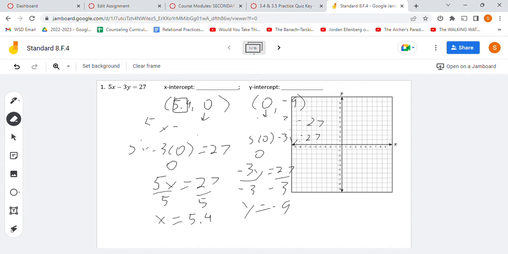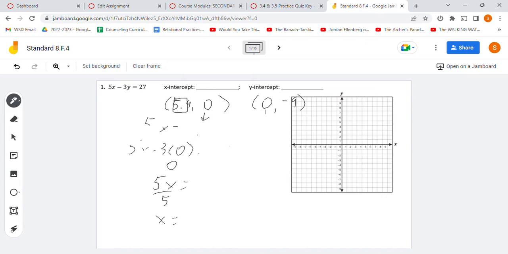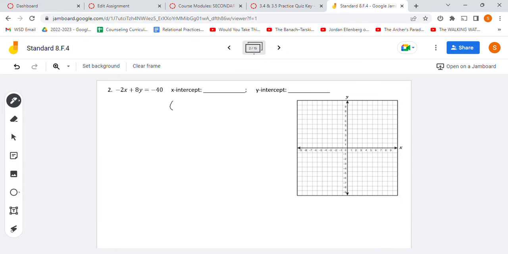Now to finish this up, we are going to use these 2 points to graph our line. So our x-intercept is at 5.4 and 0. So that would be in between the 5 and the 6 right there. And then our y-intercept is at 0, negative 9, so that would be down here. And 2 points is enough to graph a line, so we're going to connect those two values with a straight line, and we're finished.